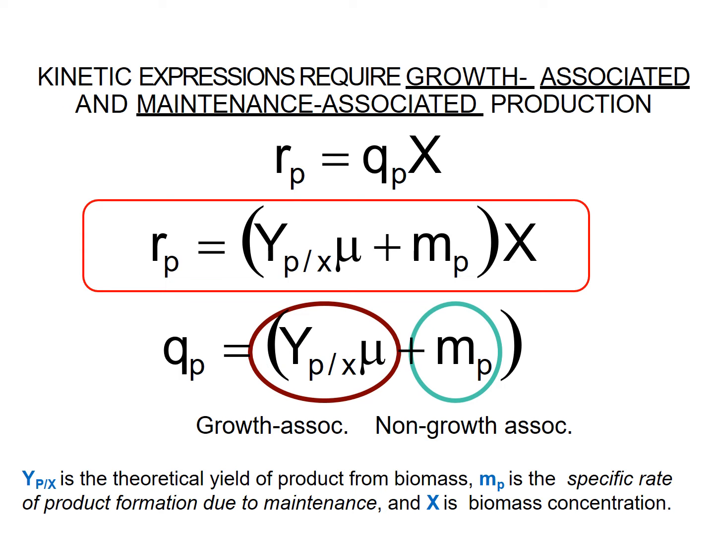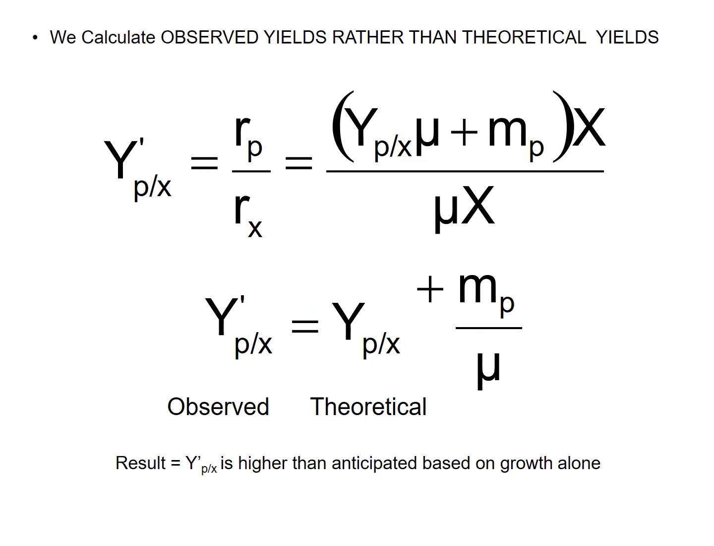This Y_P/X is only the theoretical yield. In reality, when we do an experiment, whatever we observe and calculate gives another value called Y dash P over X, and this is the observed one, and the value is higher than the theoretical yield. So we have two yields for product formation over biomass.